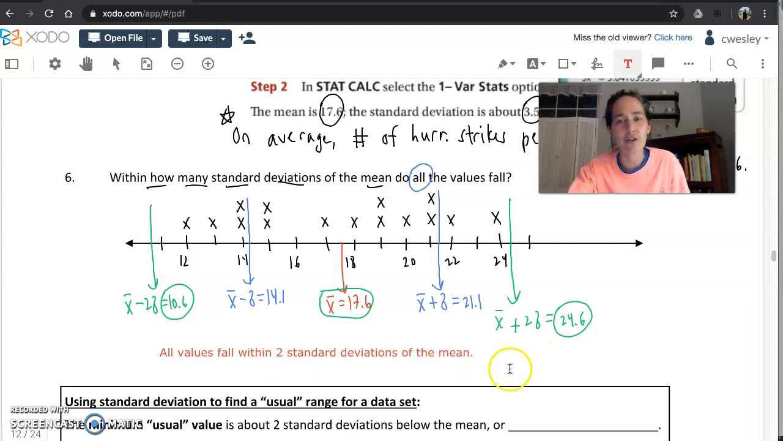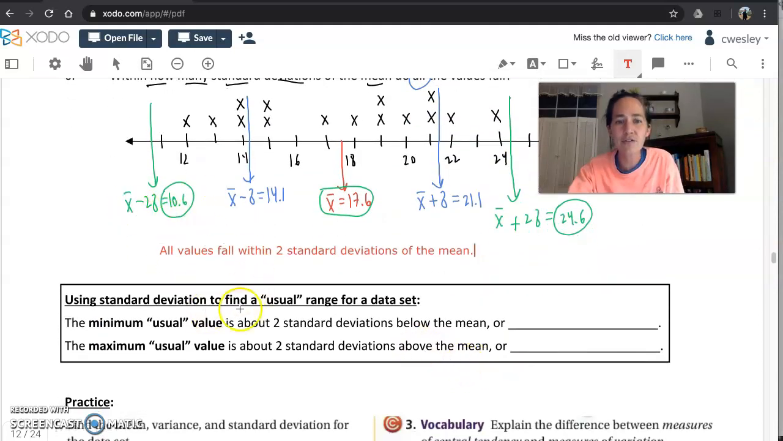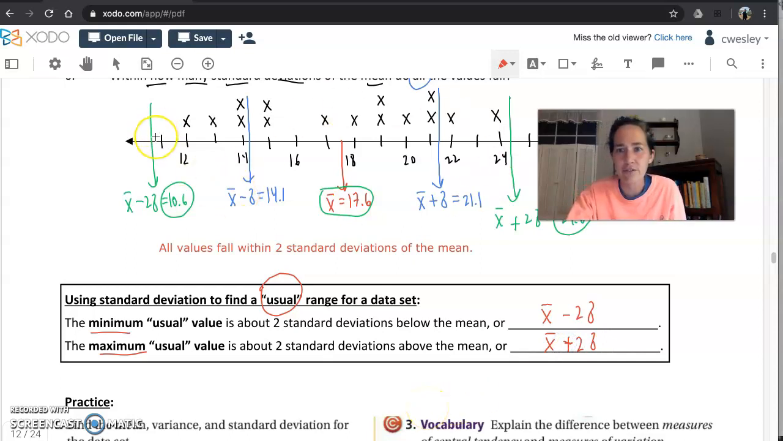And that gives us a definition here. And this is a very informal definition, but it's worth mentioning. You can use standard deviation to find a usual range for a data set, and that is using the values we just found, the 2 standard deviations. So to find a usual value, the minimum usual value would be 2 standard deviations below the mean, or mean minus 2 sigma. That's your cutoff for a low usual value. The maximum usual value is going to be about 2 standard deviations above the mean. So something to keep in the back of your mind, and this would be a plus here, 2 standard deviations, is that you can have cutoffs for what you consider usual data values in this set.